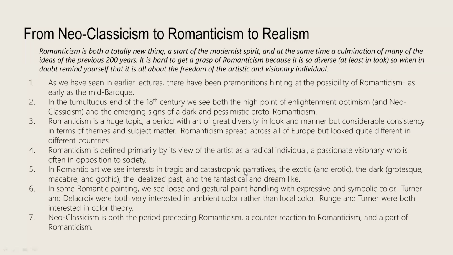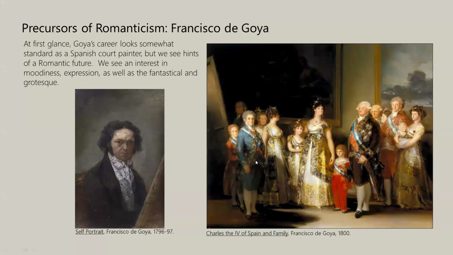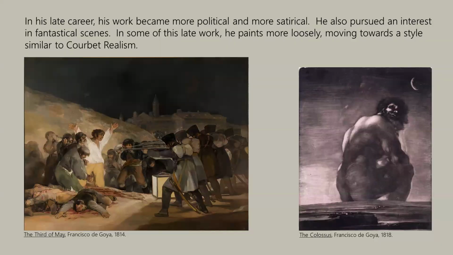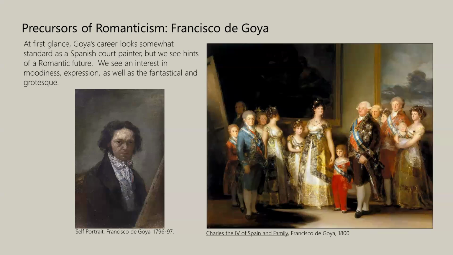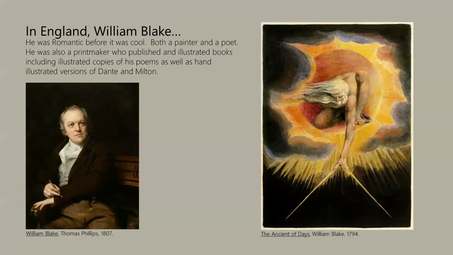So we're going to start by looking at artists who are somewhat precursors to Romanticism. We see that a little bit in Goya, especially in his prints, but also some of his paintings, like his interest in the fantastical, the dark and brooding, is very much showing us where Romanticism is going. And keep in mind, even looking all the way back to the middle of the Baroque, we saw some examples of paintings by Rembrandt that I said were kind of proto-romantic.